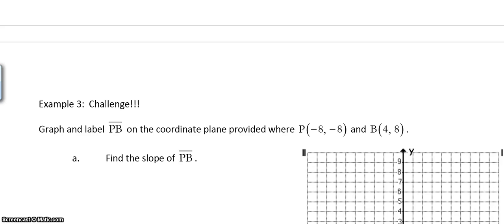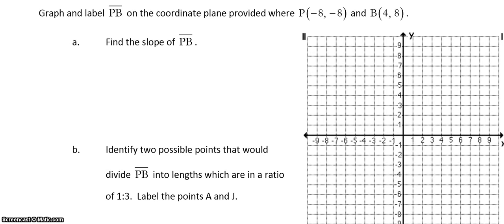Moving on. Now, this is your challenge problem for the night, and I want to talk about a few things. It says, graph and label line segment PB on the coordinate plane, provided point P and point B. So let's do that. Point P is negative 8, or all the way down here is point P. And B is 4, 8. So B is all the way up here. So your line segment is that piece there.